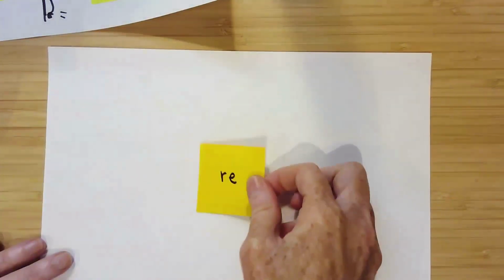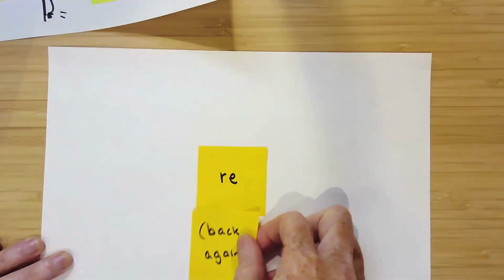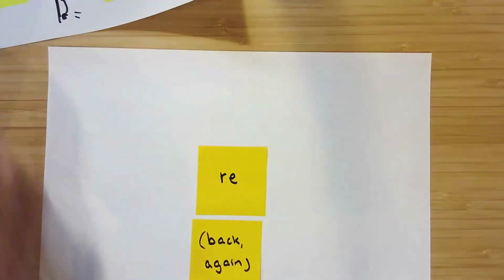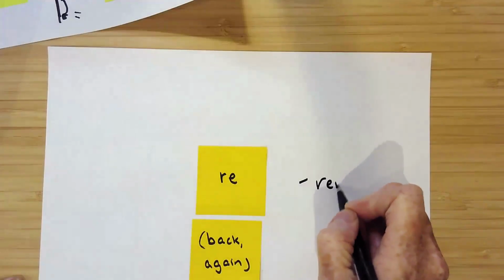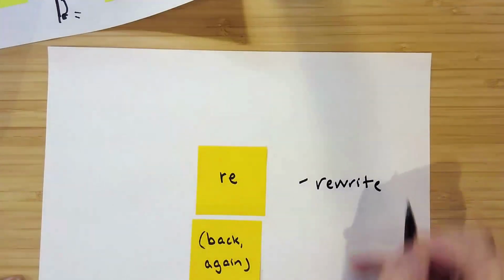And if we were going to write it, R-E, we could put it in our hand, and it means back or again. So I'm going to say sort of back or again. So let's say R-E, back or again, R-E, back or again, R-E, back or again. And then you could be thinking, what are some of the words that you know that use this prefix? For instance, we often rewrite in this classroom.